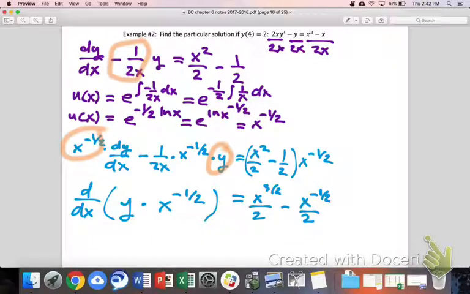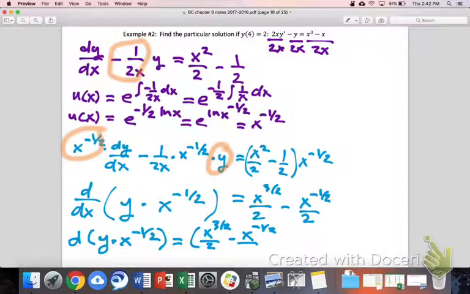Okay, so we would then separate out the differentials here. So you'd get d of this, that weird step, equals all of this stuff dx. And then we do our antiderivative. So antiderivative, this will give me y x to the negative 1/2 equals, let's see here, the 5/2. So I'm getting x to the 5/2 over 5. Is that right?